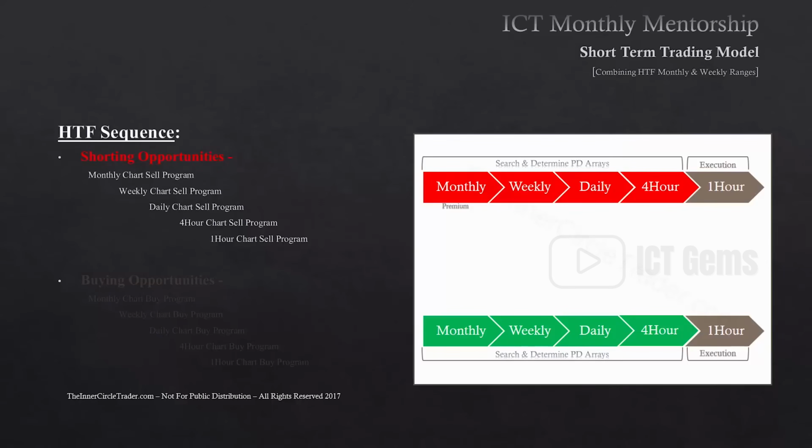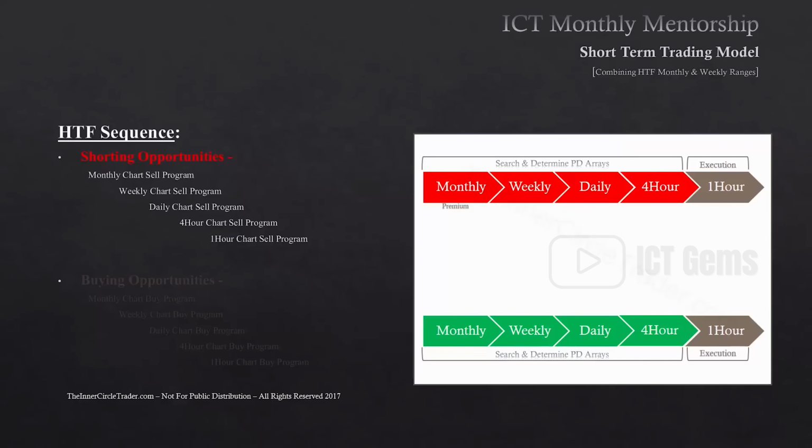And also, if we're looking for a move, in this case, a selling opportunity, and we're framing it off of a monthly PD array from a premium level, that means we're in basically an overbought condition. And we're going to be watching and expecting the price to move lower to trade down to a weekly discount.